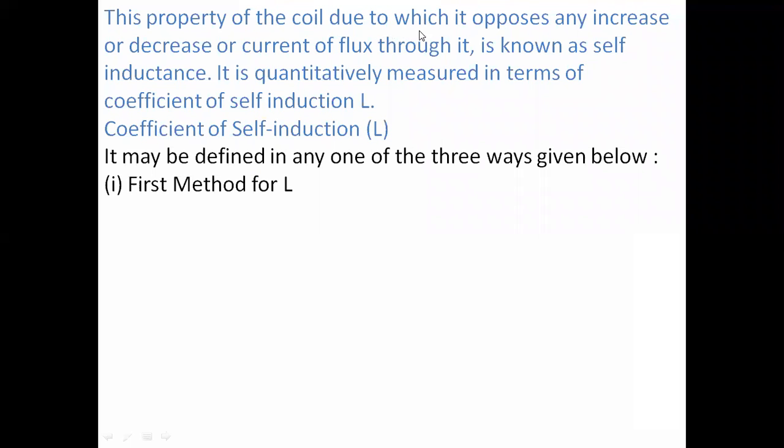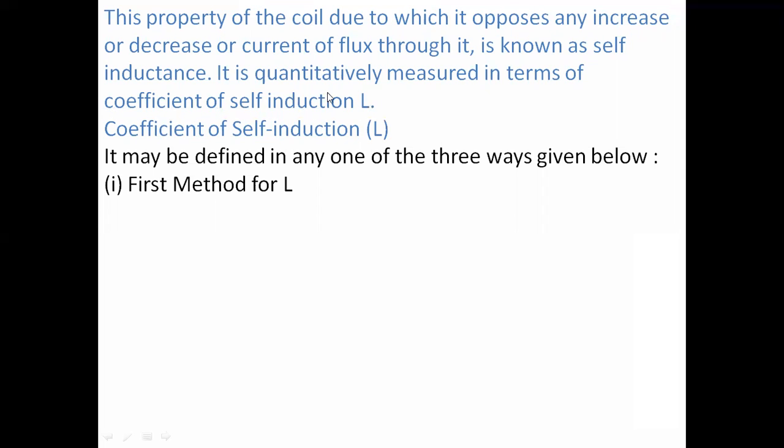This property of the coil, due to which it opposes any increase or decrease of current or flux through it, is also like our resistance property. So this property of the coil, the self-inductance, opposes any increase or decrease of the current, and due to that variation of the current the flux will change. So it is an opposing nature to the change of the current. It is quantitatively measured in terms of the coefficient of self-inductance.